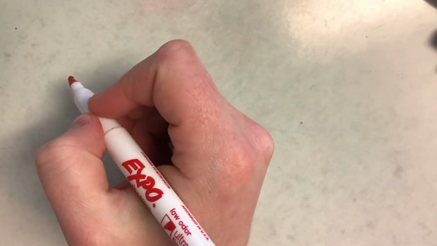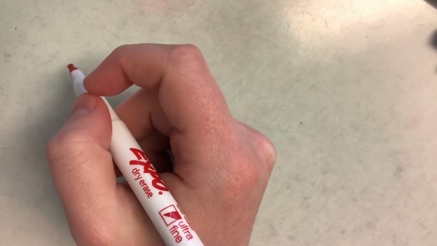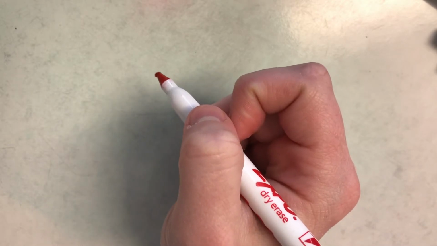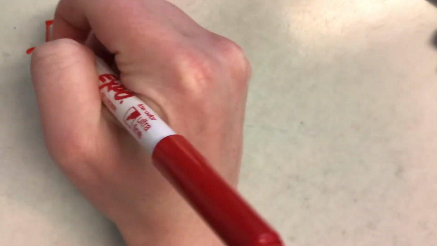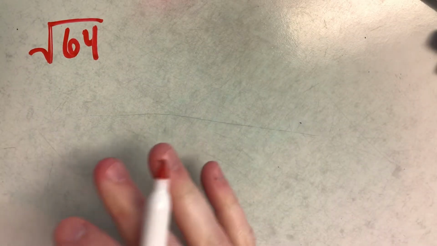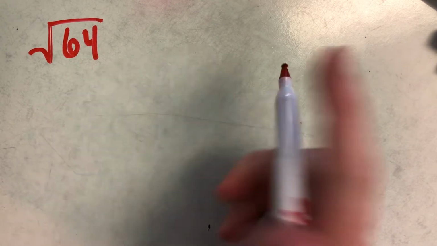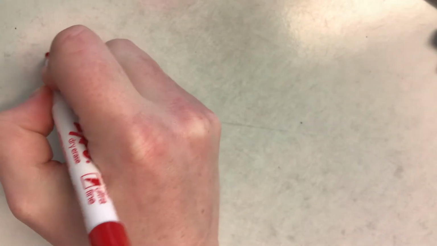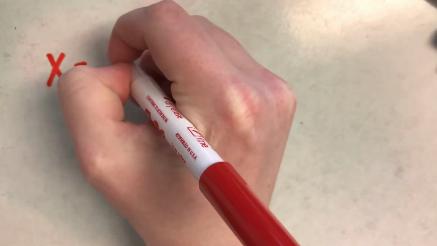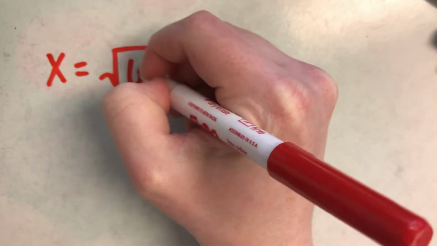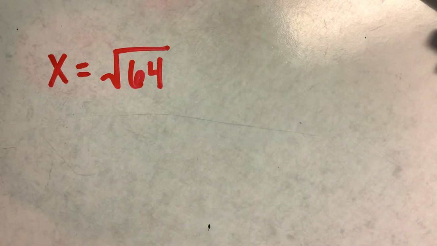Okay, looking at square roots and cube roots in equations, it sounds a whole lot harder than it is. If you can solve this, you can solve the equation. All we're talking about is taking something like this and setting it equal to x. So this time you're going to see things like x is equal to the square root of 64.